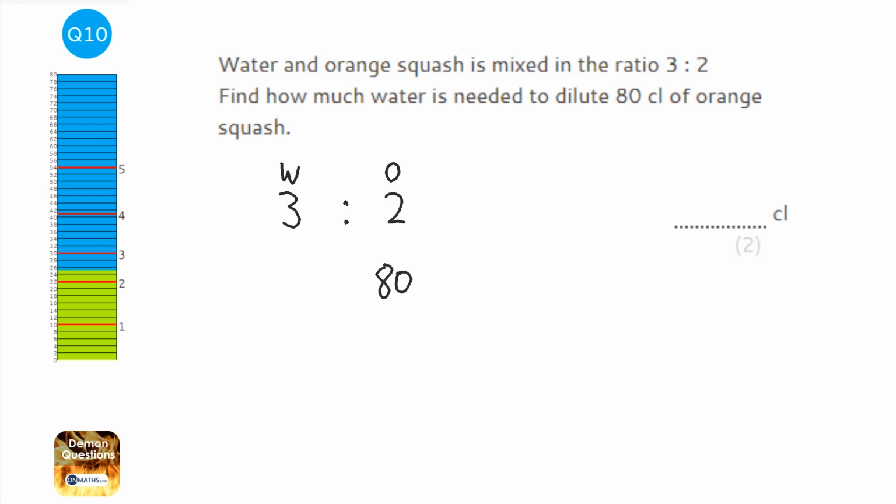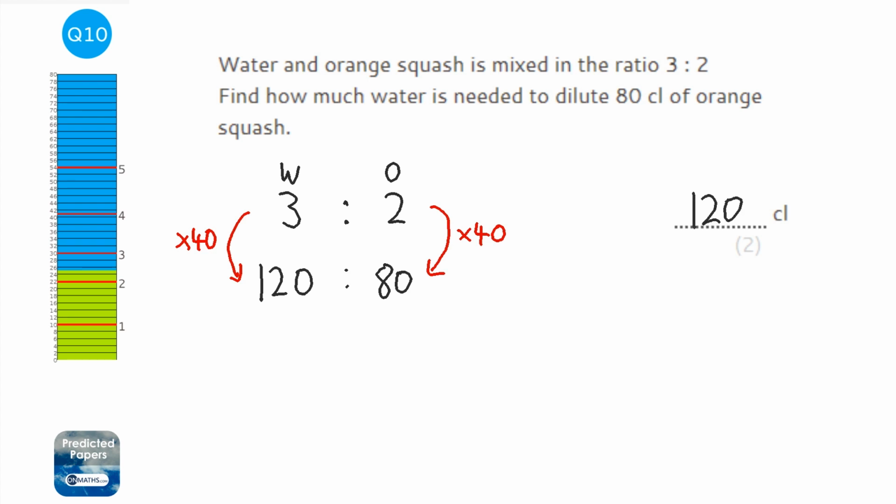So the first thing you need to think about is how do you get from 2 to 80? Well, I could do 80 divided by 2, but I think we just know it's times 40. So whatever you do to that side, you have to do to this side. So we're going to have to times that by 40 as well. So we're going to do 3 times 40. I know 3 times 4 is 12, so therefore that's going to be 120. So it's going to need 120 centilitres of water to dilute the 80 centilitres of orange juice.